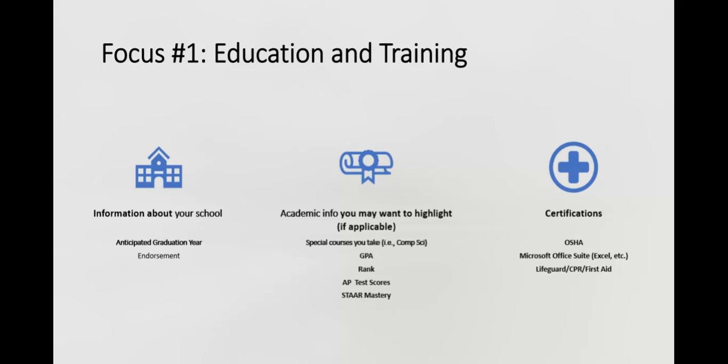So the first area of focus is education and training. So this is information about your school, when you're graduating, your endorsement, the academic information that you might want to highlight, and notice that it's if applicable. If you are not in any special courses or if you don't have a high GPA, if you're not ranked really high in your class, that's perfectly fine and you don't have to highlight that. This is just as it pertains to individual students.